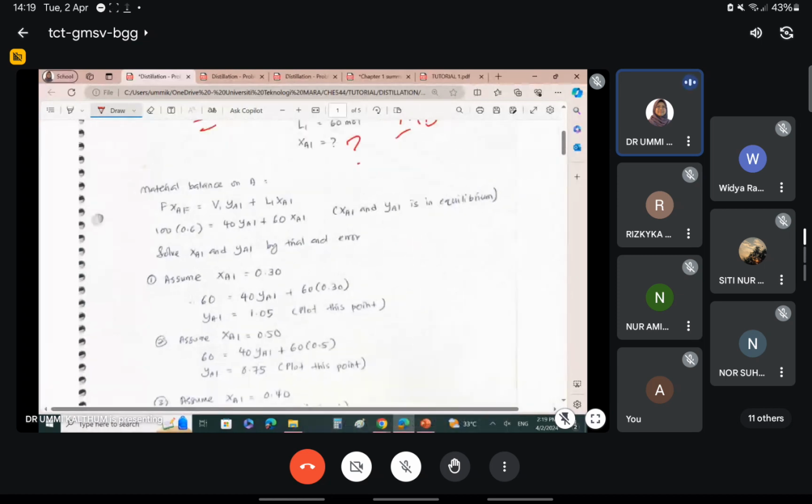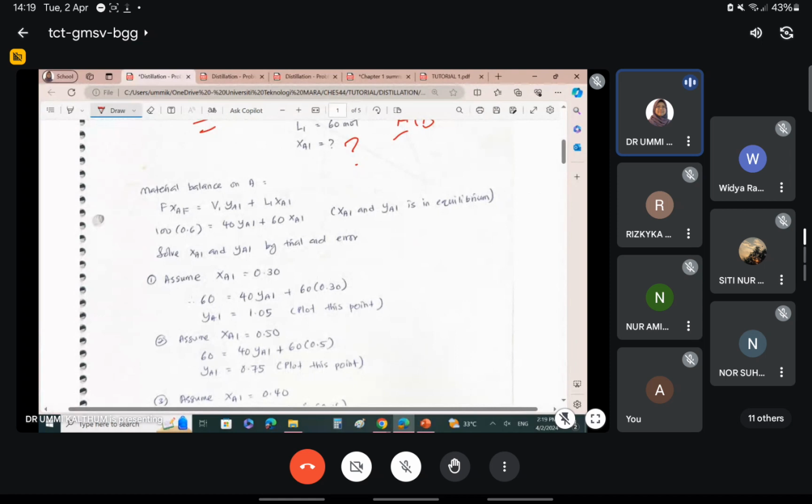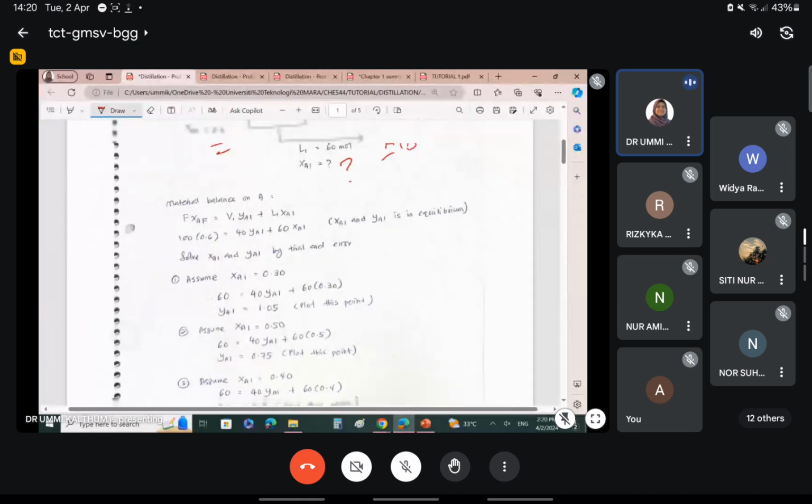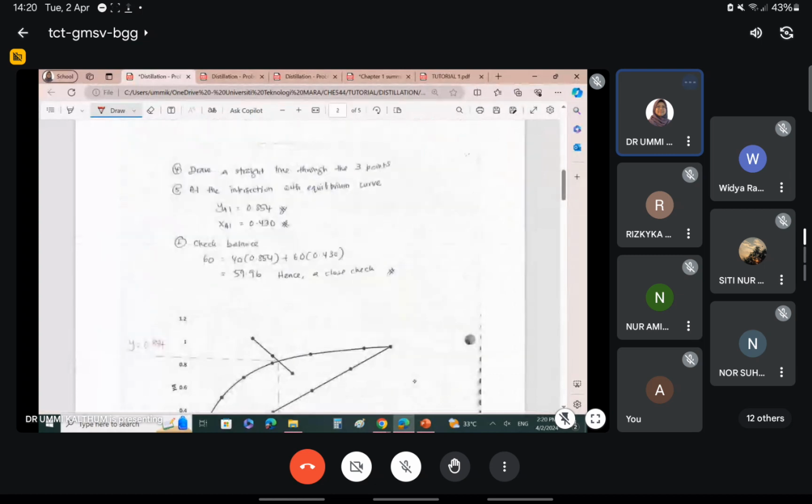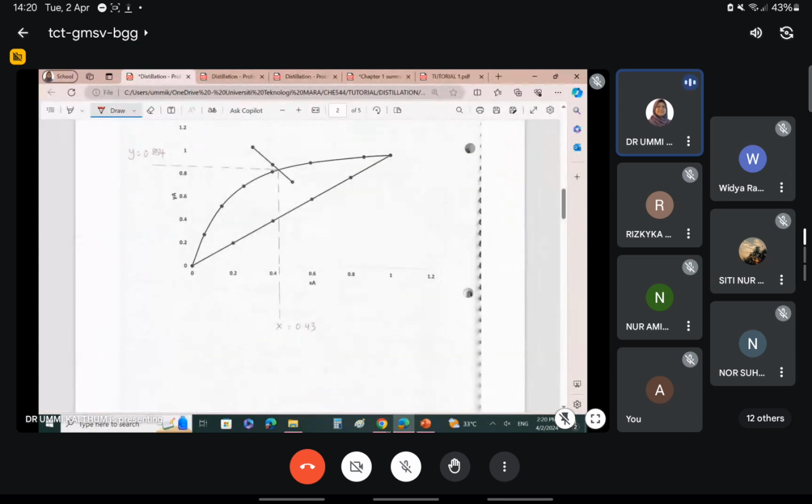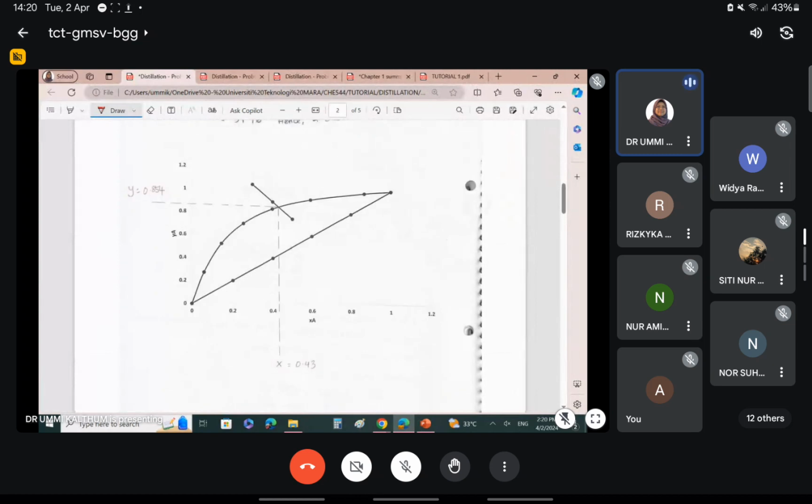Insert the values. F is 100, XAF is 0.6, and V is 40, L is 60. So 60 equals 40 YA1 plus 60 XA1. To solve, you have to do trial and error. Before that, you have to plot. The plot must be on graph paper, not a sketch.